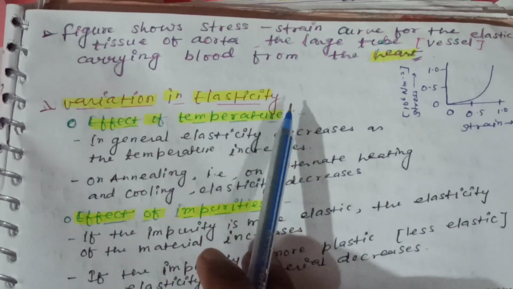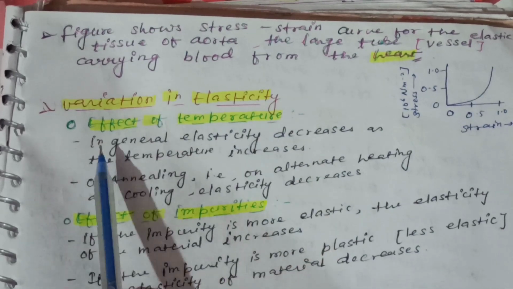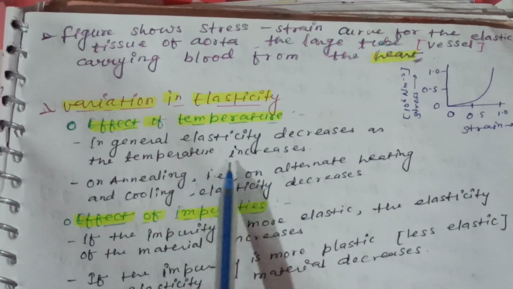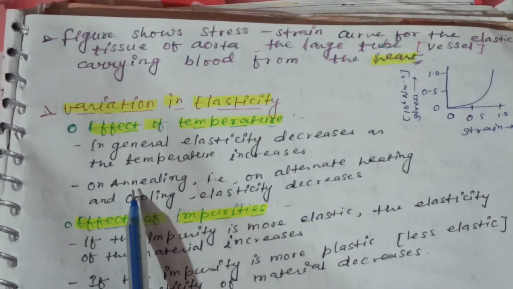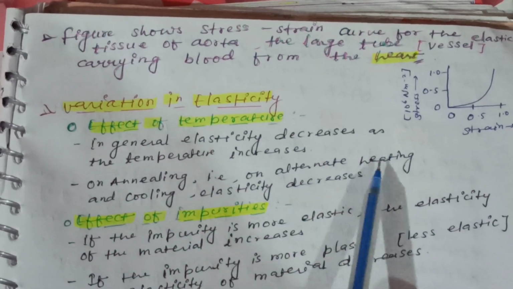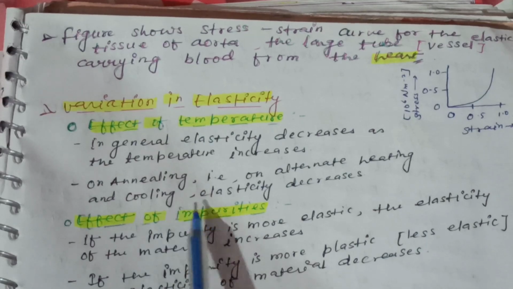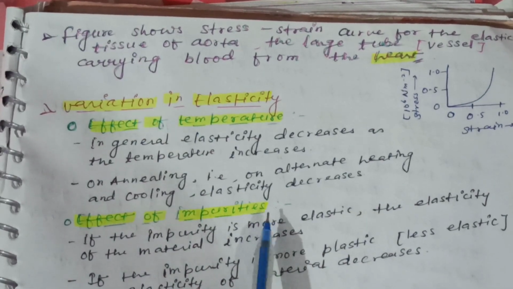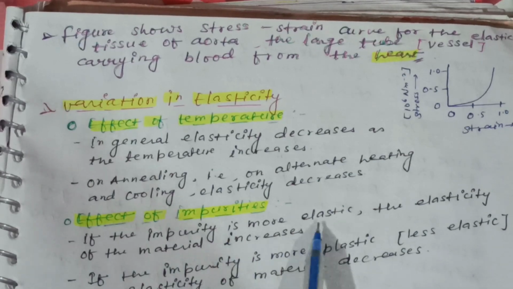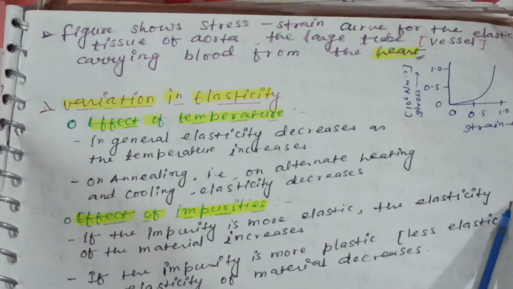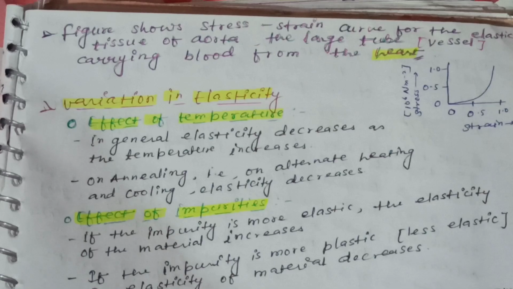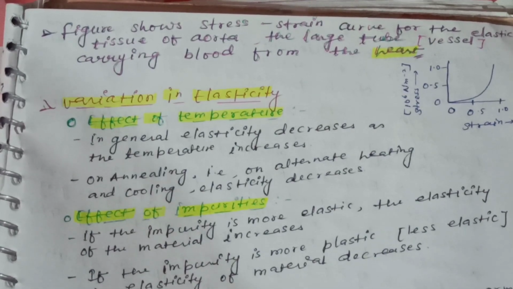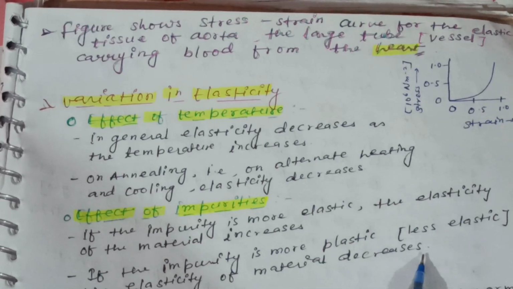Variations in elasticity. Effect of temperature. In general, elasticity decreases as the temperature increases. On any wire that is alternately heated and cooled, elasticity decreases. Effect of impurities. If the impurity is more elastic, the elasticity of the material increases. If the impurity is more plastic, less elastic, the elasticity of the material decreases.